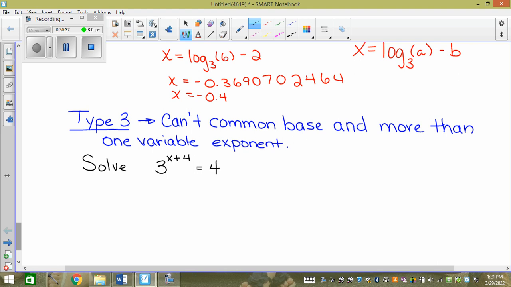If I do this, I can solve the type 2. Do you agree? If I do this, I can solve the type 2. So what are they going to do? 2x plus 1. Another exponent. Right? Two variable exponents, and I can't make a common base. I have to do type 3. You see that? I have a 3 and a 4. Can't make common base. I have 2 exponents. Can't do type 2. Type 1's out. Type 2's out. I have type 3. It's the only option I have.